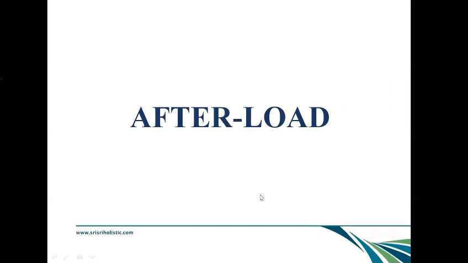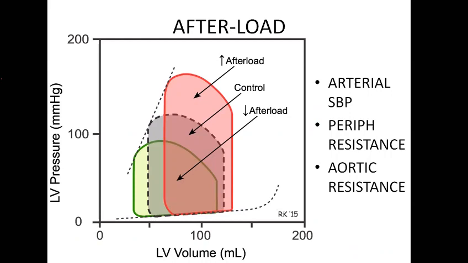So next we come to afterload. Now afterload is the pressure the ventricular muscle has to generate to push the blood against the resistance of the blood pressure and against the resistance of the peripheral vasculature also. So it has basically these components: the arterial systolic blood pressure, the peripheral resistance, and the aortic resistance. All of them are slightly different, although they look the same. The systolic blood pressure is different from the peripheral resistance and from the aortic resistance.